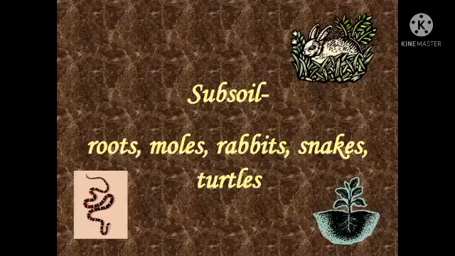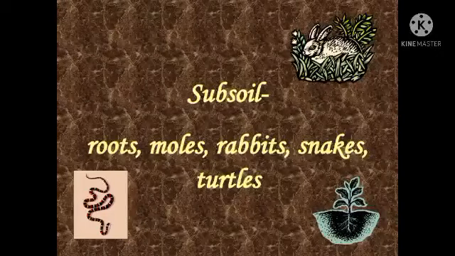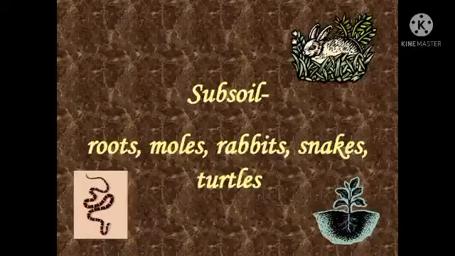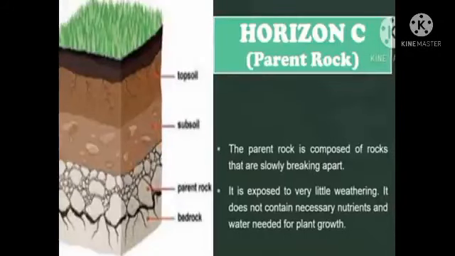In the subsoil, we can see roots, moles, rabbits, snakes, and turtles. The third soil layer is the horizon C, or the parent rock. The parent rock is composed of rocks that are slowly breaking apart. It is exposed to very little weathering. It does not contain necessary nutrients and water needed for plant growth.